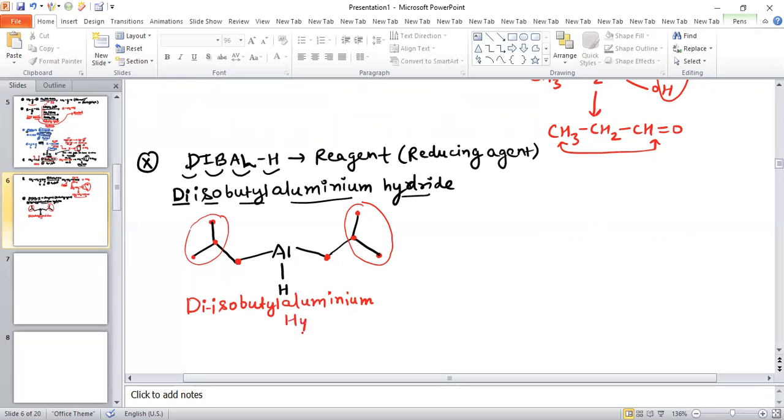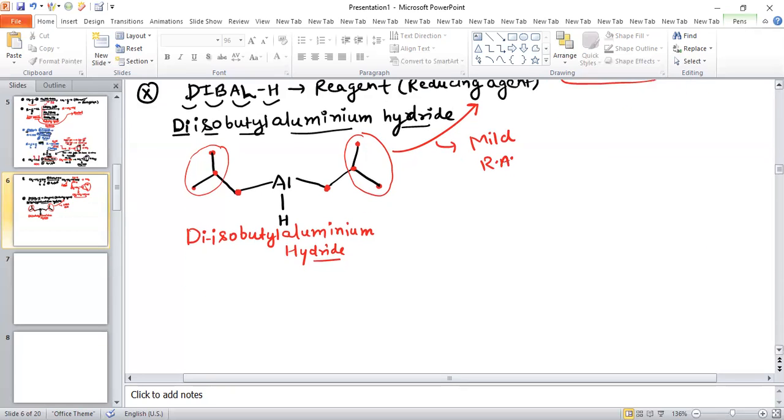Diisobutyl aluminium hydride, you can say this way. And this is basically a reducing agent, and it also comes in the category of mild reducing agent. See what happens in this case.